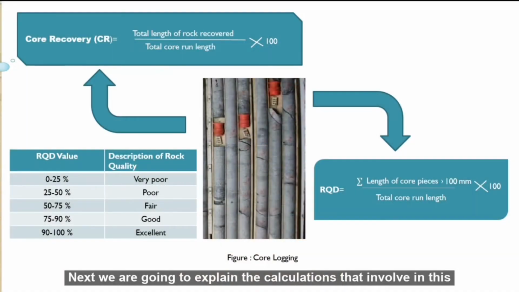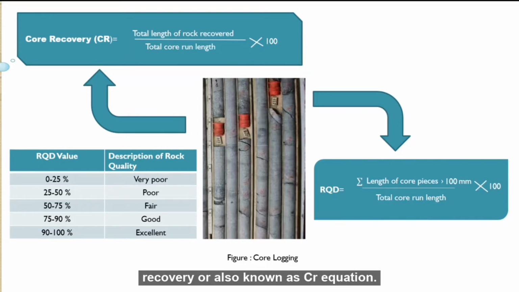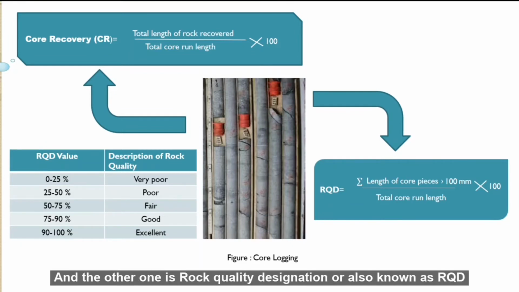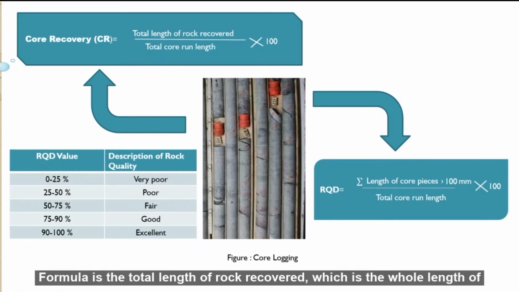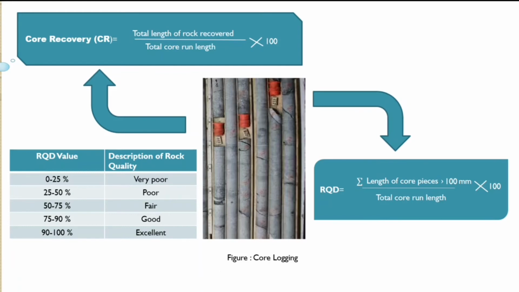Next, we are going to explain the calculations involved in this experiment, which consists of two equations. One of them is core recovery, also known as the CR equation, and the other one is rock quality designation, also known as the RQD equation. First, the core recovery CR equation: the formula is the total length of rock recovered, which is the whole length of the rock from end to end, over the total core run length, times 100 to get the percentage.